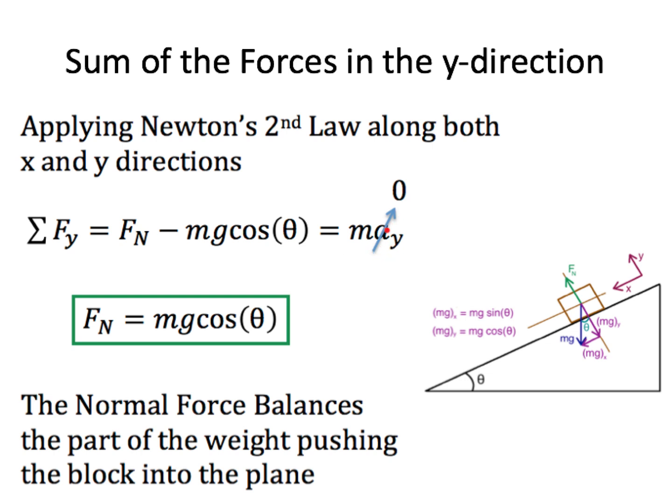And I've drawn my arrow through my a sub y to tell me that it is 0. How do I know that the acceleration in the y direction is 0? Is it obvious? Look at this block. It's only moving in the x direction. It is not leaping off the plane. It's not flying off in the y direction. It's not crashing through the plane in the negative y direction. It's keeping the same y value. That's why we tilted the coordinate system in the first place, so that this guy would be 0 and our life would be easier.